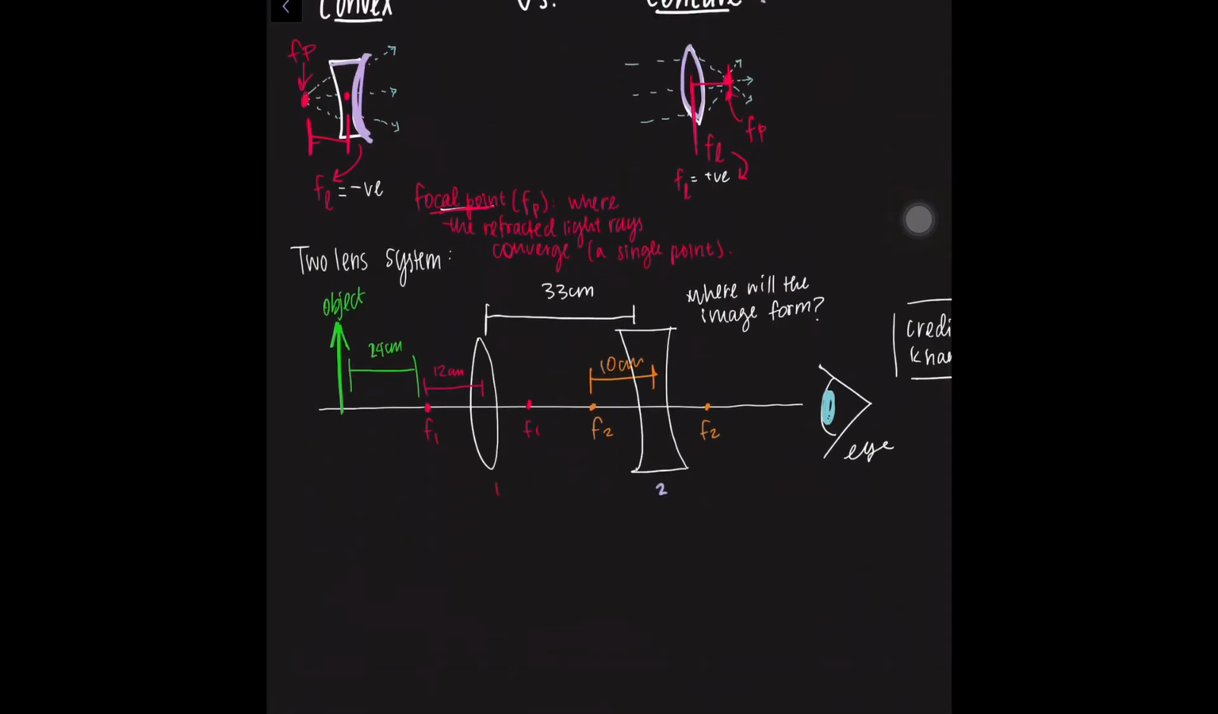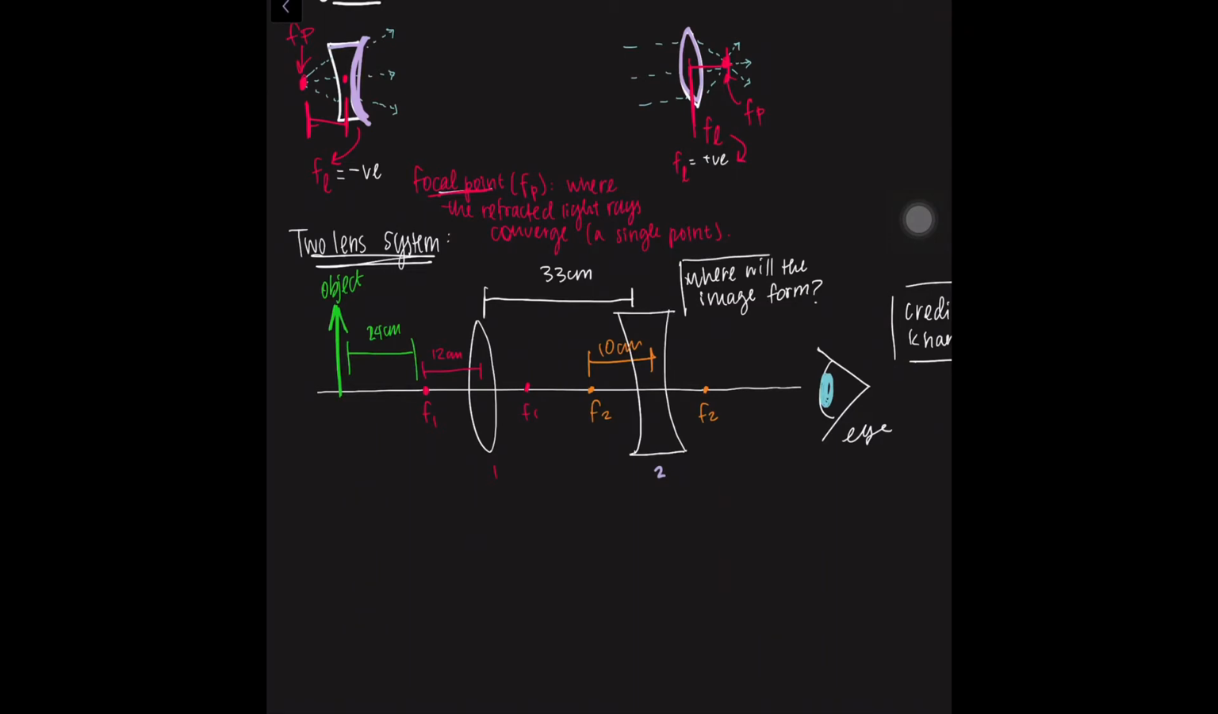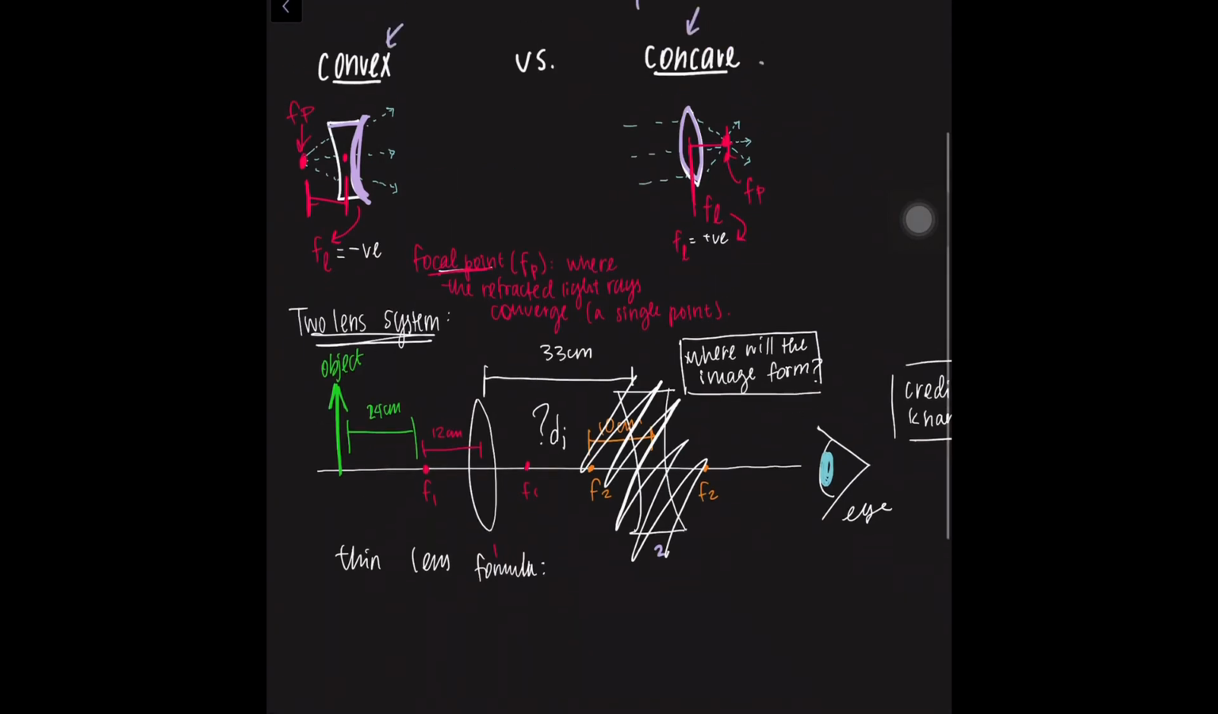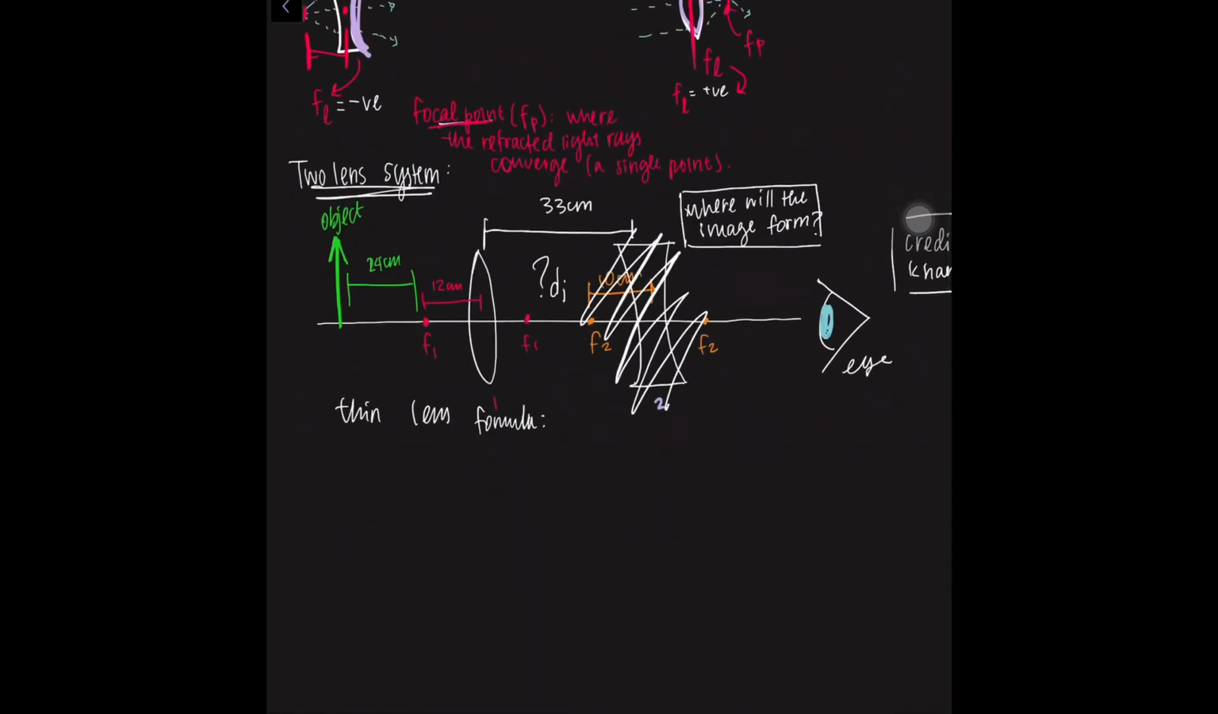So our calculation today would be a two-lens system. And so our main goal is to find out where the image will be formed when looking through this two-lens system from over here. So let's start off with the thin lens formula. We will be ignoring for the first part of this calculation the second lens, and we will only be considering the distance of where the image will form by this first lens.